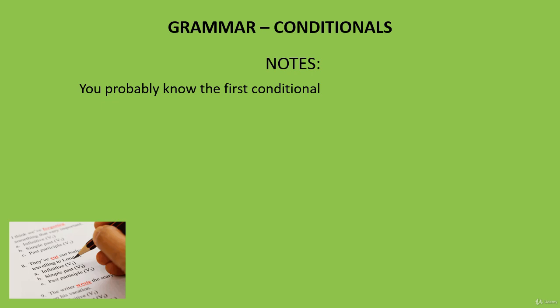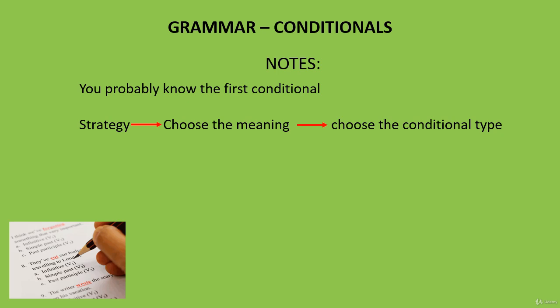In this section, we're going to look at 4 different types of conditionals. You probably know the first conditional, but we're going to look at it anyway, just so that we can compare it to the second conditional. As always, when you're choosing which grammar to use in English, you should choose the meaning that you're trying to give and then choose the correct grammar.